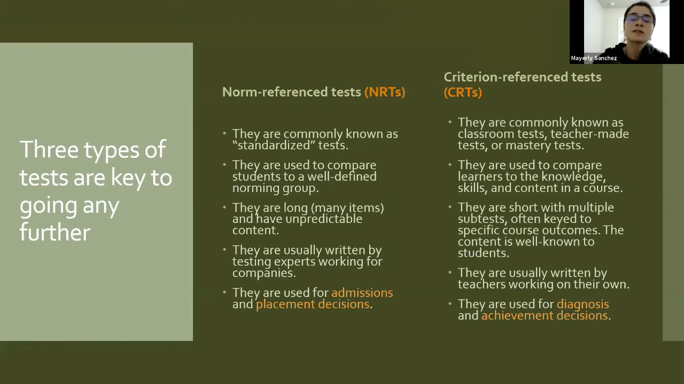So you are testing what your students know or learn from that unit that you taught. They're usually short with multiple subtests, and they're often key to specific course outcomes. And students know what they're going to be tested on, and they study for it, they get ready for it. So it's not unpredictable as NRTs. They're usually written by teachers working on their own. Everybody has at some point created a CRT, and they're used for diagnosis and achievement decisions.